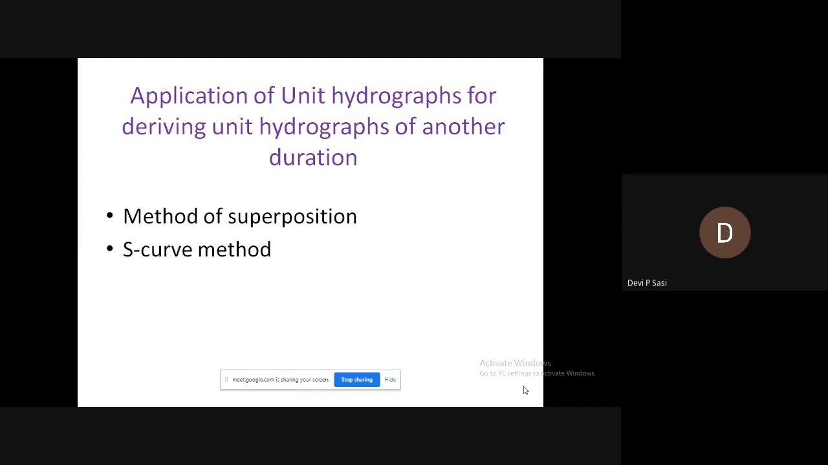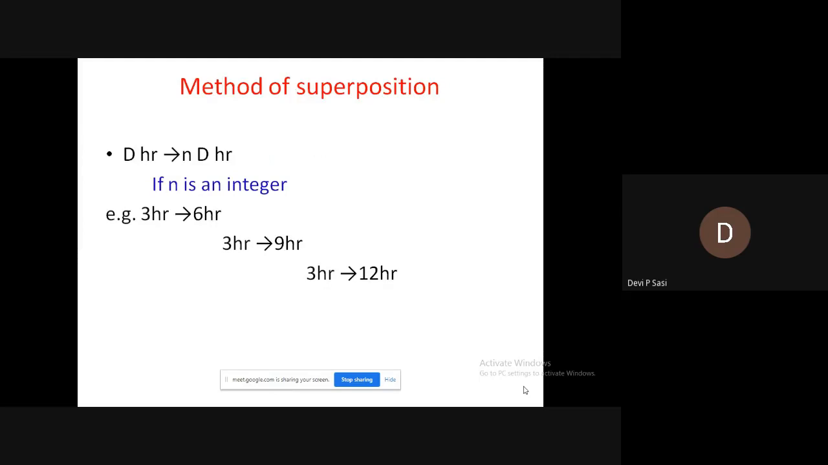First, we can deal with the method of superposition. According to the method of superposition, an nD-hour unit hydrograph can be produced from a D-hour unit hydrograph, provided n is an integer.